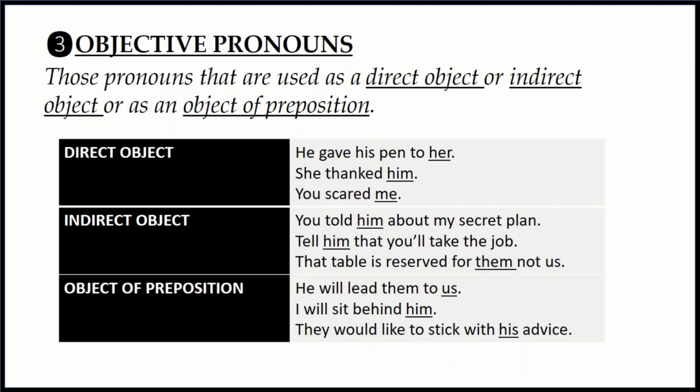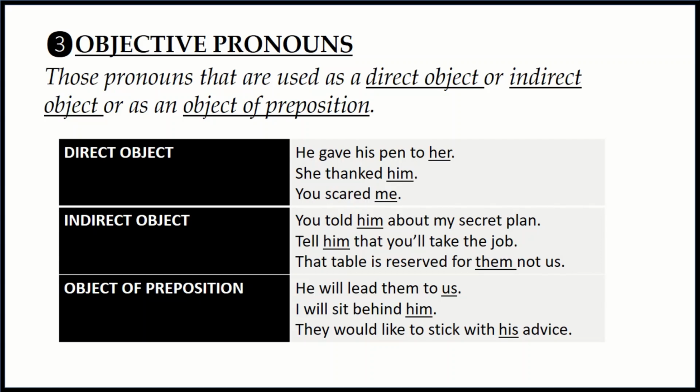Tell him that you'll take the job. So him again, it's an indirect object. That table is reserved for them, not us. So let's say you go to a restaurant and you are told that there is a table which is not reserved for you guys, it's for someone else. So that's what it is.